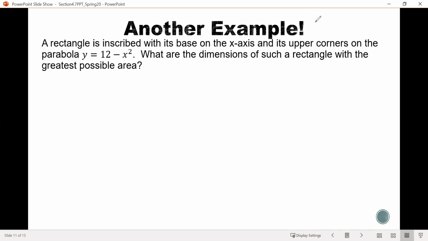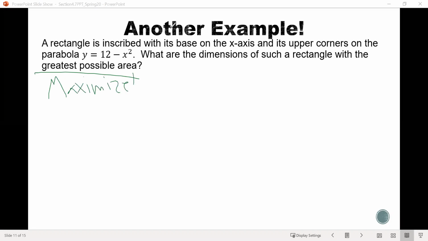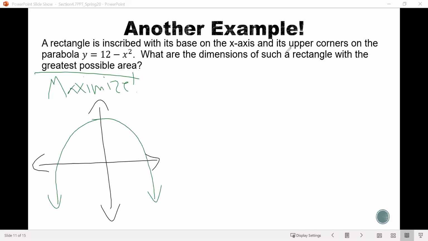And if we're trying to find the greatest possible area, what does that mean here? Are we trying to maximize or minimize something? Right, we're trying to maximize. Okay, so first things first, just like we've done on the other problems, let's draw a picture. So here's my coordinate axes. I've got this parabola here that is y equals 12 minus x squared. You can double check me that it'll look something like this, where it intersects here on the vertical axis at a value of 12.